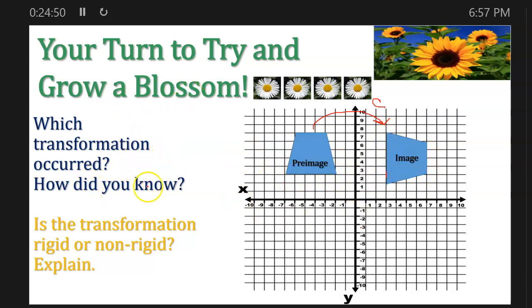Is the transformation rigid or non-rigid? Well, it's definitely a rigid transformation because the size of the shape did not change. However, the orientation and the location did change. So it is a congruent shape.